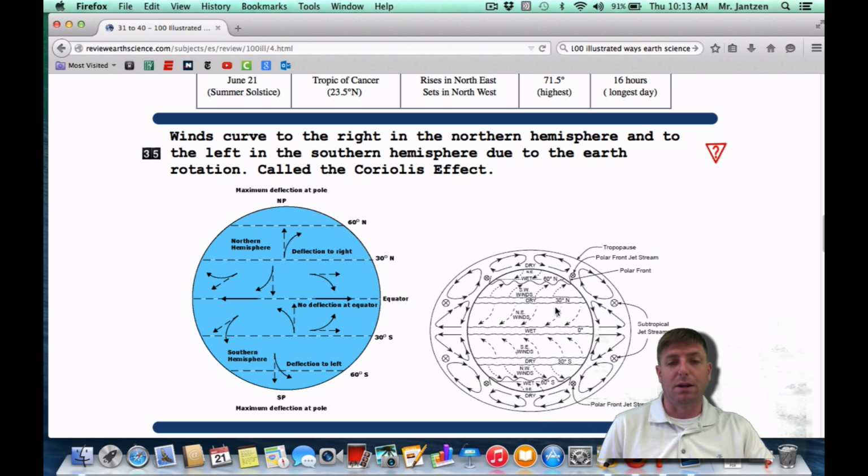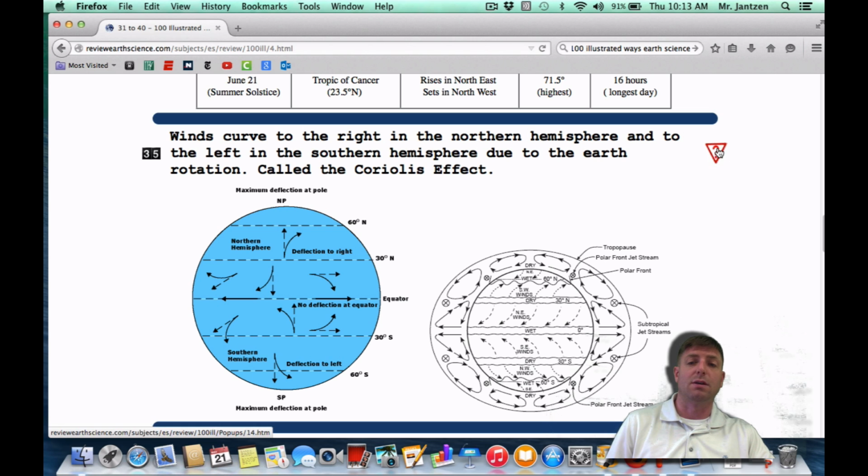This is indicated by the planetary winds chart in the reference tables. You can see those curved arrows. Anytime you see curved arrows, you've got to think of the Coriolis effect. But what's causing that, okay? It's the spin of the Earth. The fact that the Earth is spinning is causing all these arrows to curve, okay?